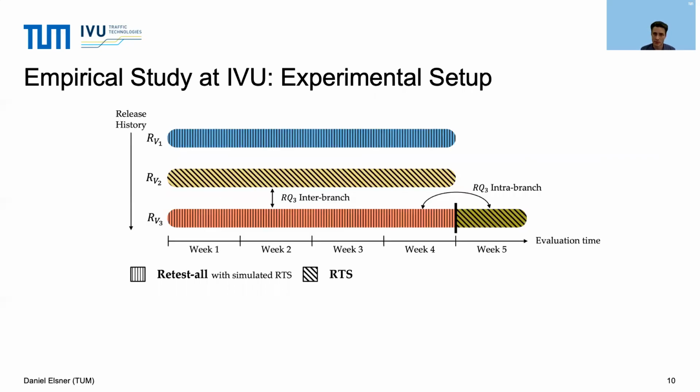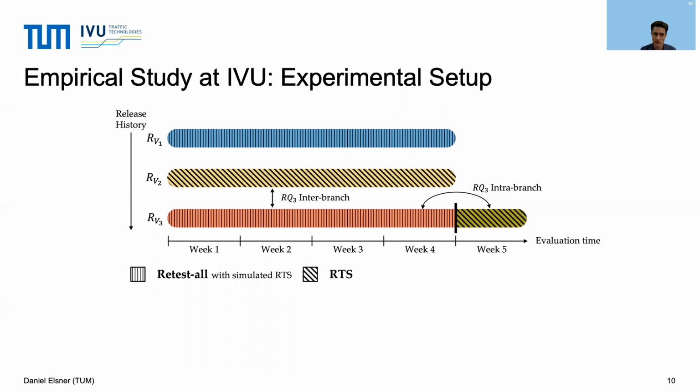Our experimental setup looks as follows. For the evaluation, we looked at 3 release branches from 5 weeks of development. The oldest release branch, denoted here by RV1, typically receives pull requests with smaller change sets. These are perhaps minor bug fixes. Whereas the most recent, or the current release branch, RV3, will still receive active feature development, so probably larger change sets.